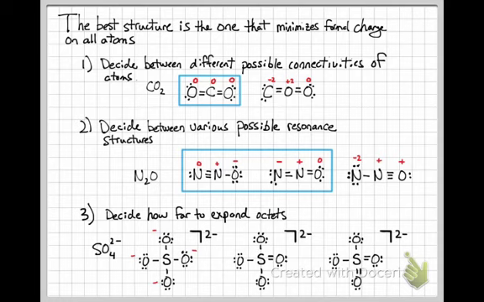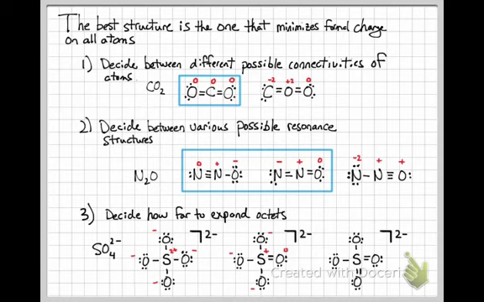And then finally, on deciding how to expand octets, in the sulfate case, if we calculate the formal charge on the oxygens in the first structure, we find they're all -1. For the sulfur, it's +2. By moving in one lone pair of electrons to form a double bond, now we have -1 formal charges on 3 of the oxygens, the 3 that we didn't move in lone pairs. The oxygen on the right, in which we moved the lone pair, its formal charge drops to 0. And for sulfur, it goes from +2 to +1 formal charge.